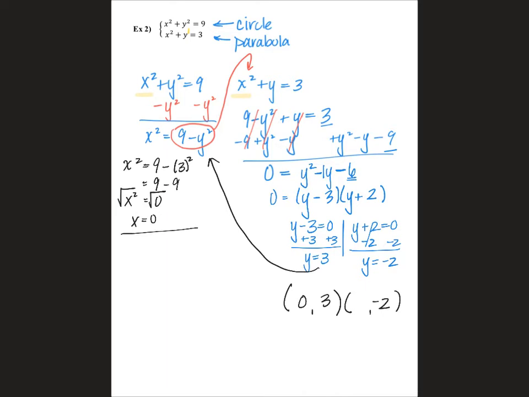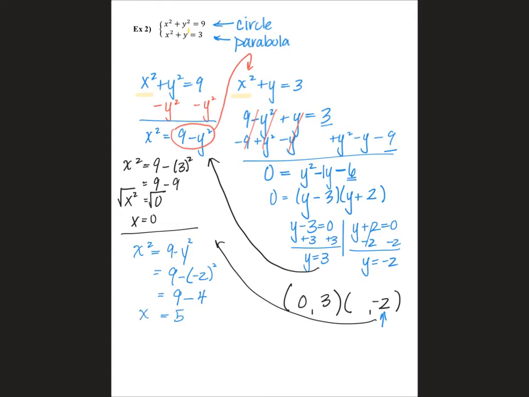Okay, we have to repeat that same process with the 2. So I'm going to take this negative 2. I'm going to bring it over into my equation, which was x squared equals 9 minus y squared. I'm going to use parentheses. I'm going to put that negative 2 in here, and I'm going to square it. So this gives me 9 minus, negative 2 times negative 2 is a positive 4. And 9 minus 4 is 5.